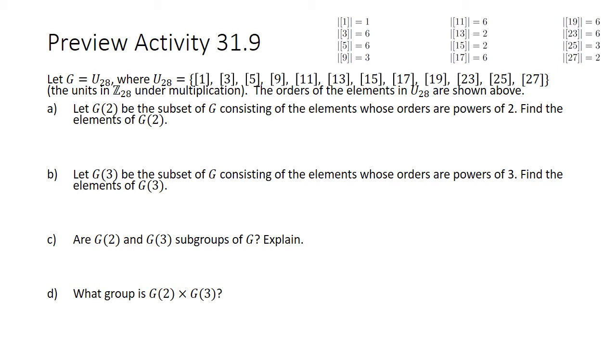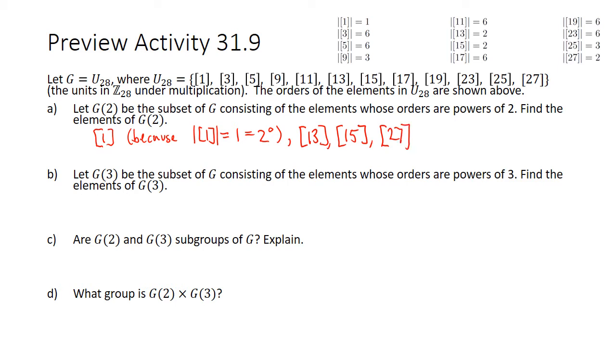Right at the beginning you might make a mistake, because 1 is actually one of these elements, since the order of 1 is 1, which is 2 to the 0. So you do need to include 1. And then, of course, there's also 13, 15, and 27 are the other ones. And that's it. For G of 3, we're doing the same thing, but for powers of 3, so we're also going to have 1, because that's 3 to the 0, and then we're going to have 9 and 25.